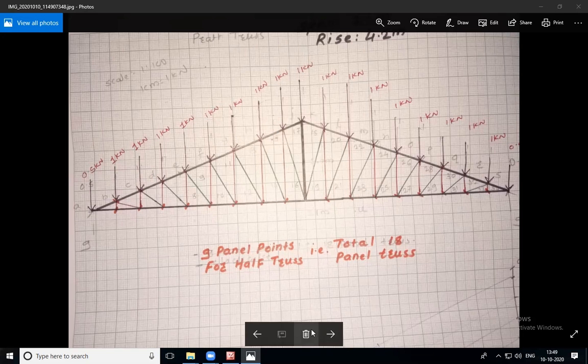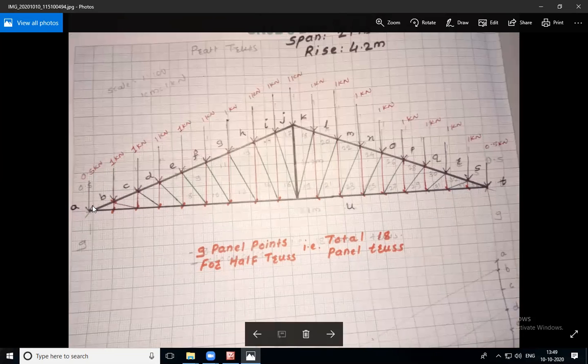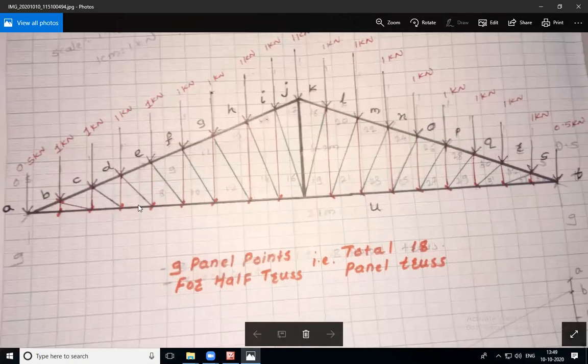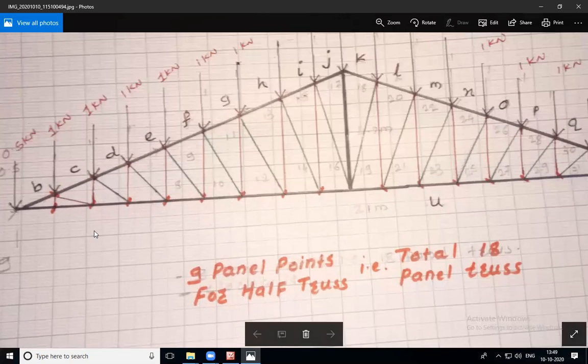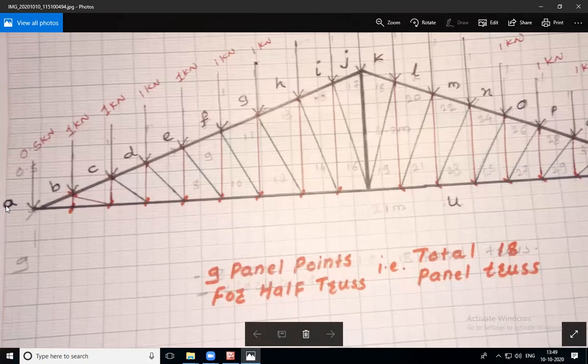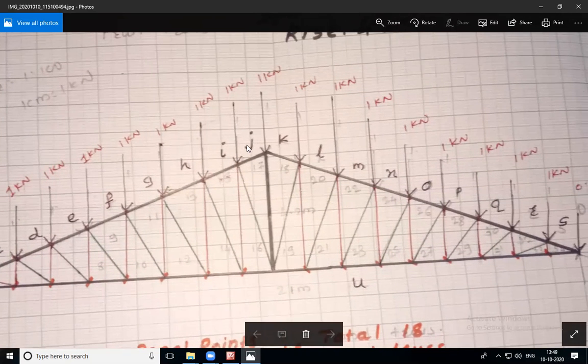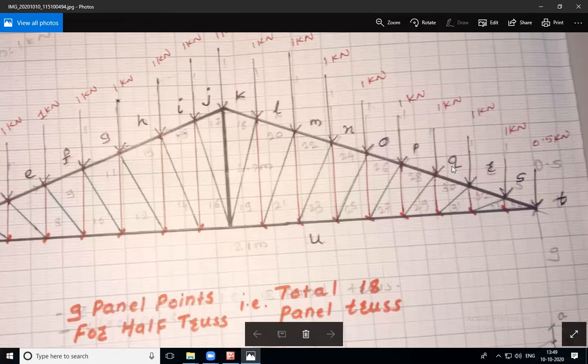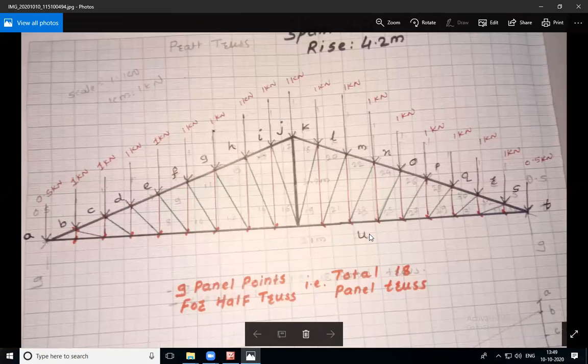Okay, after giving the notations, our figure will somewhat look like this. Now see, we have started from this extreme point, gave the notation A, then B, C, D, E, F, G, H, I, J, K, L, M, N, O, P, Q, R, S, T, and this U. Now see, here there is a special case, U. I have already told you that in between two notations there should be one load.